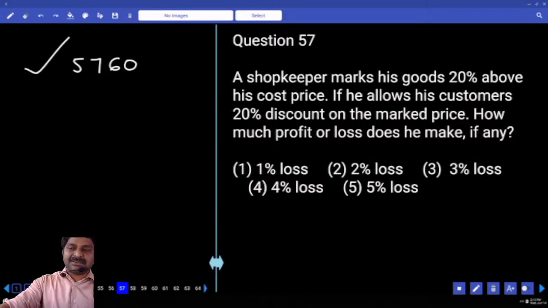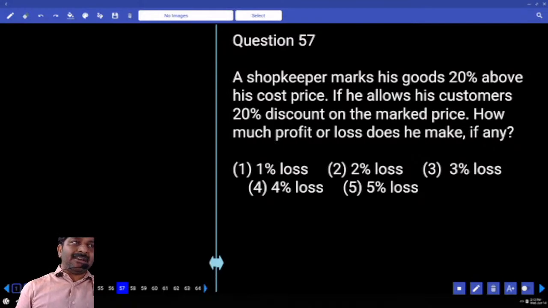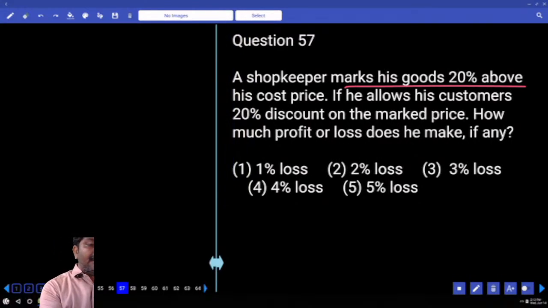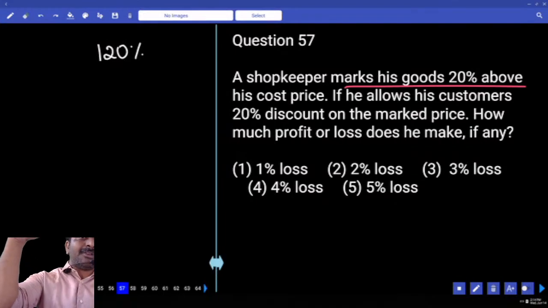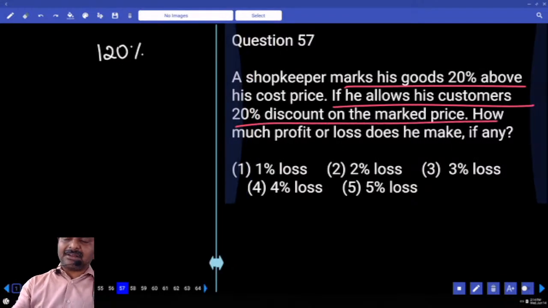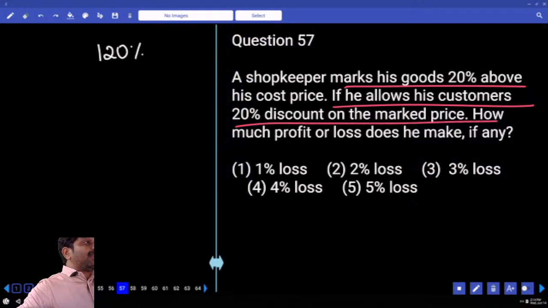A shopkeeper marks his goods 20% above his cost price. If he allows his customer 20% discount on the market price, how much profit or loss does he make, if any? Okay. Let's say the cost price is always 100%. In our case, the market price is what percent above the cost price? Then what is the market price? How much did you increase? Do remember that if he allows his customer 20% discount on the market price, now 20% should be calculated on 120. How much is that?